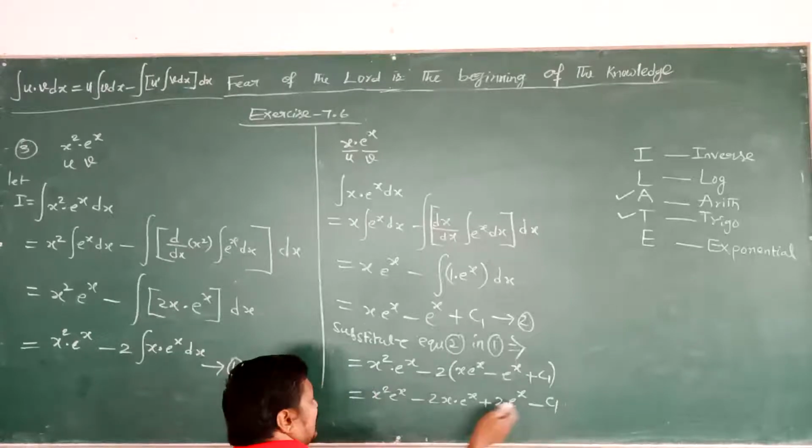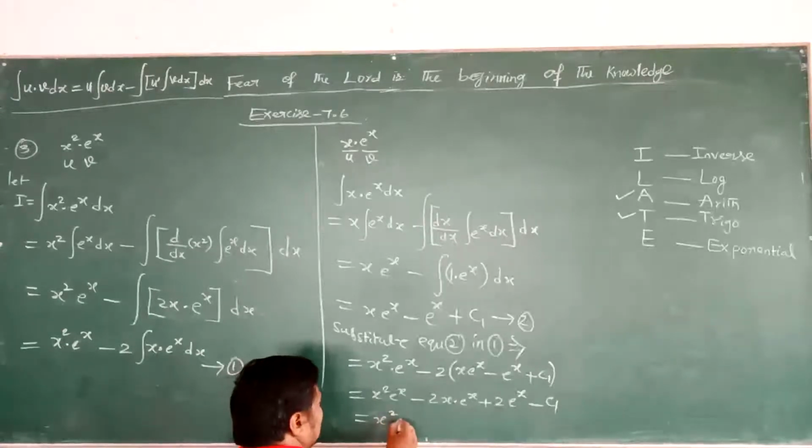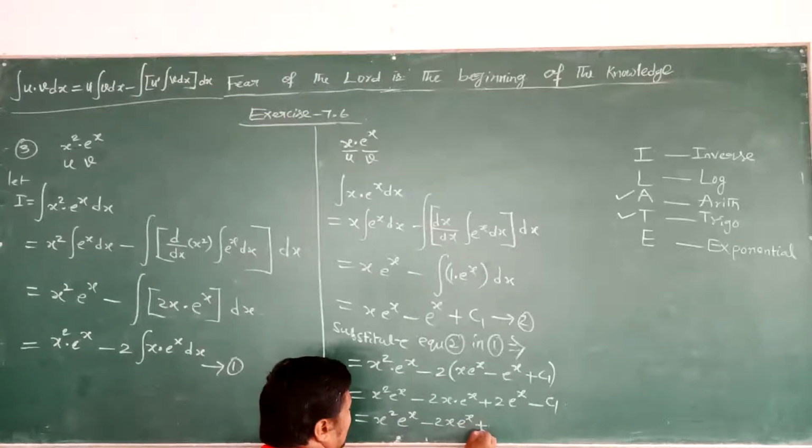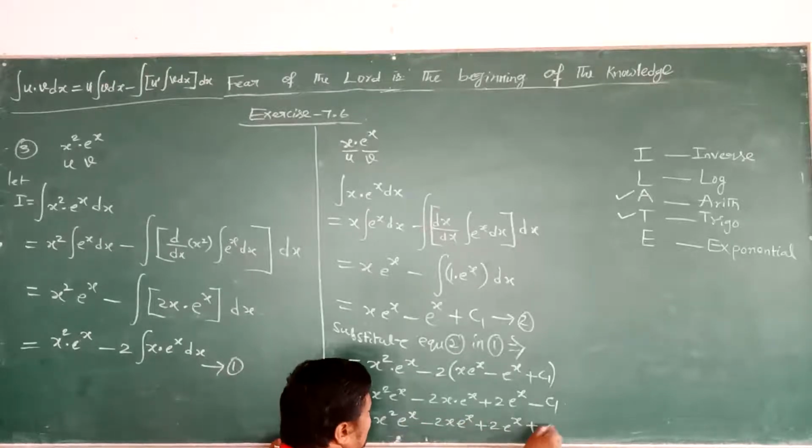Think of minus c1 as plus c. Then at last the answer is x square e power x minus 2x e power x plus 2 e power x plus c. That is our final answer.